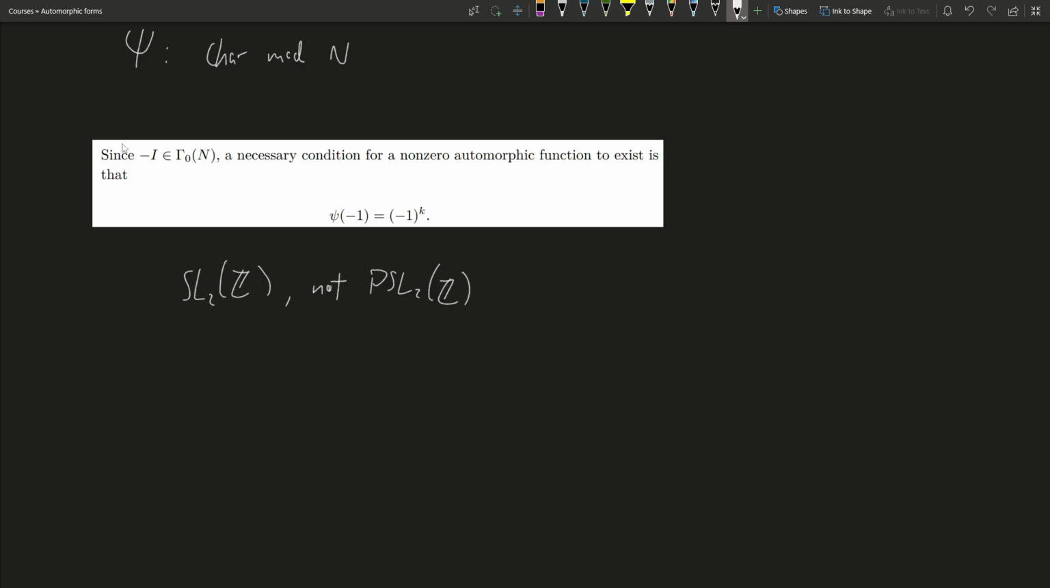Okay, so this does not explicitly say that he's working in SL2Z, but of course, it would make no sense to mention that minus I is in the group if you're working in PSL2Z. So that's sufficient for this. Now, the next thing to look up in this paper is going to be this following blurb.